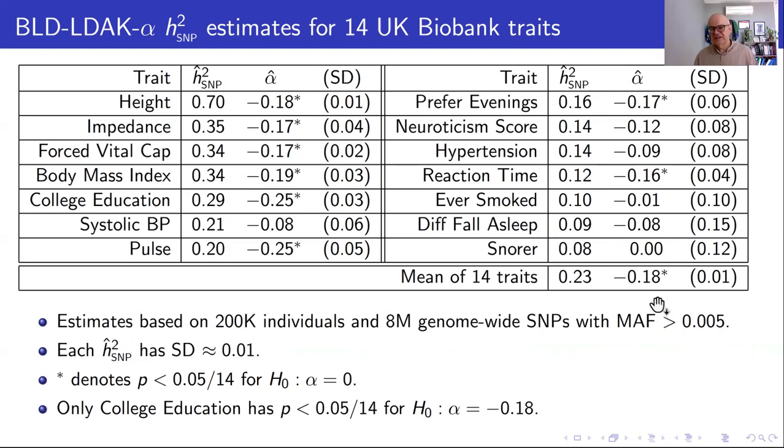But it's kind of interesting that still the alpha parameters are pretty much all consistent with this -0.18. Again, only college education is significantly different from that overall mean value. And these starred ones are significantly different from 0. The heritability estimates range from high for height down to some estimates that are quite small, but they're all significantly different from 0, the heritability estimates. And they're all, as shown here, approximately equally precise. So I didn't put in the SDs for the heritability estimates.